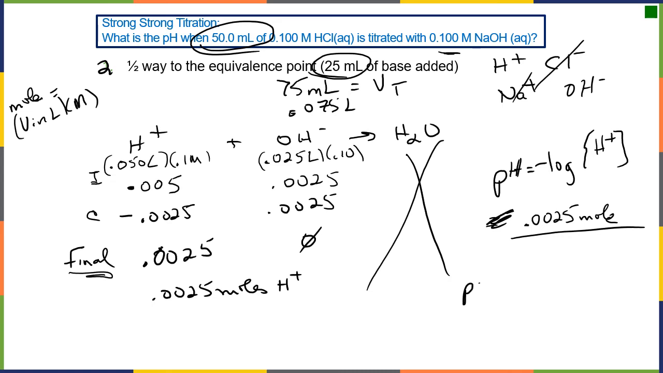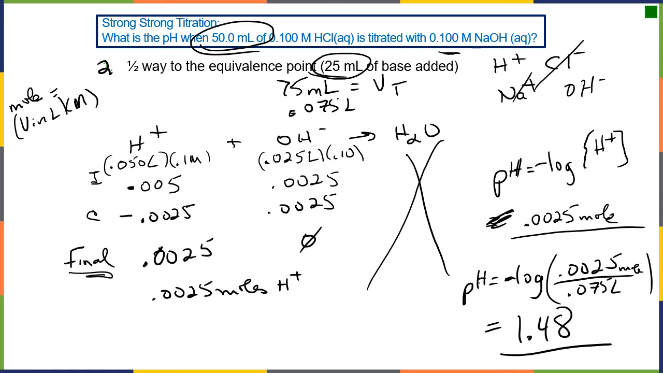So the pH is going to be minus base 10 log of the moles, 0.0025, divided by the volume, because again, I have to have molarity, which is 0.075 liters. And our pH for this solution is going to be 1.48. So halfway to the equivalence point, my pH has gone from 1 to 1.48.